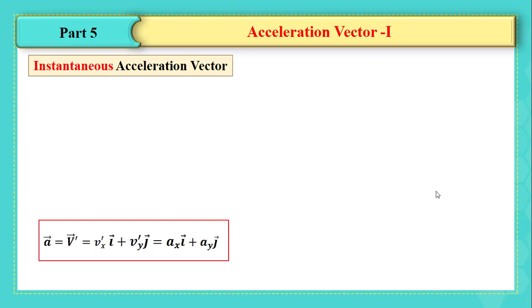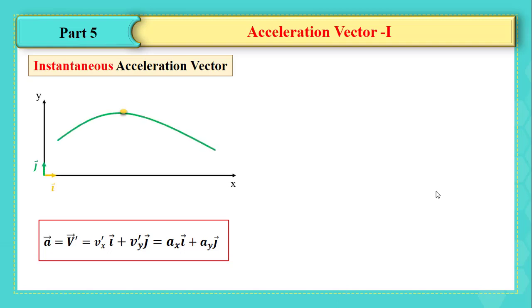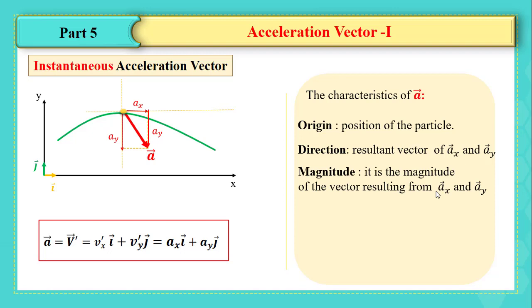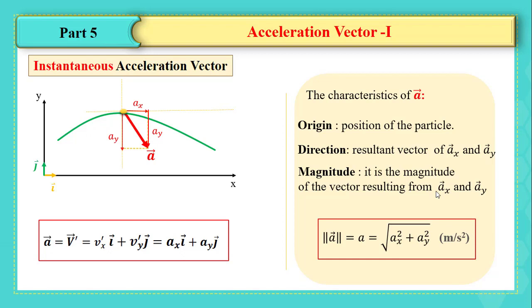What are the characteristics of the instantaneous acceleration vector? We draw the acceleration vector of a particle moving on a curvilinear path in an xy plane. The acceleration vector has two components, ax, which is parallel to the x-axis, and ay, which is parallel to the y-axis. The origin of this vector is the position of the particle. The direction is the resultant vector of ax and ay, or it is the diagonal of the rectangle formed by ax and ay. The magnitude is the magnitude of the vector resulting from ax and ay, which is given by radical ax squared plus ay squared.